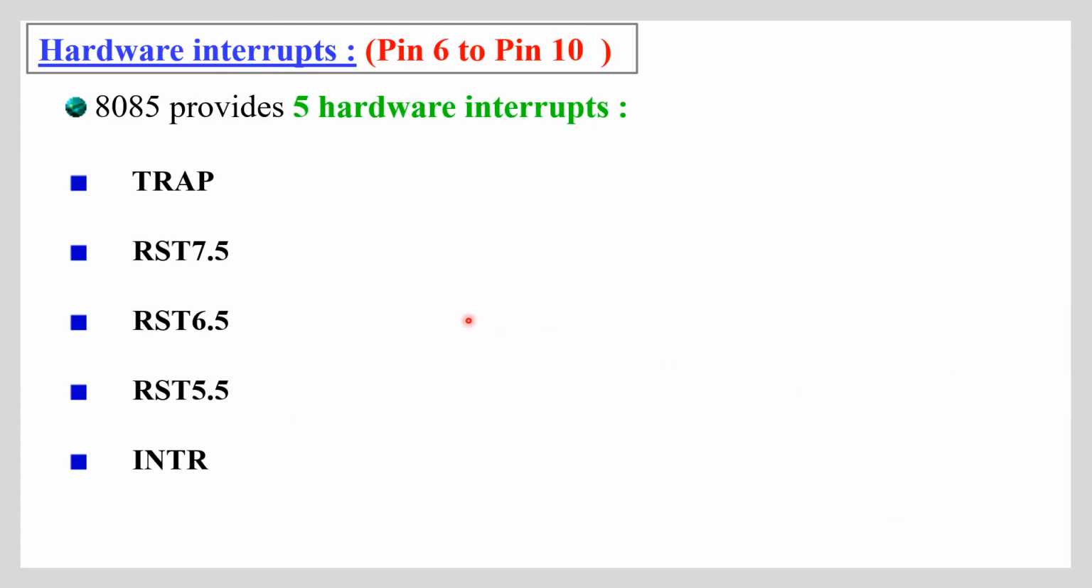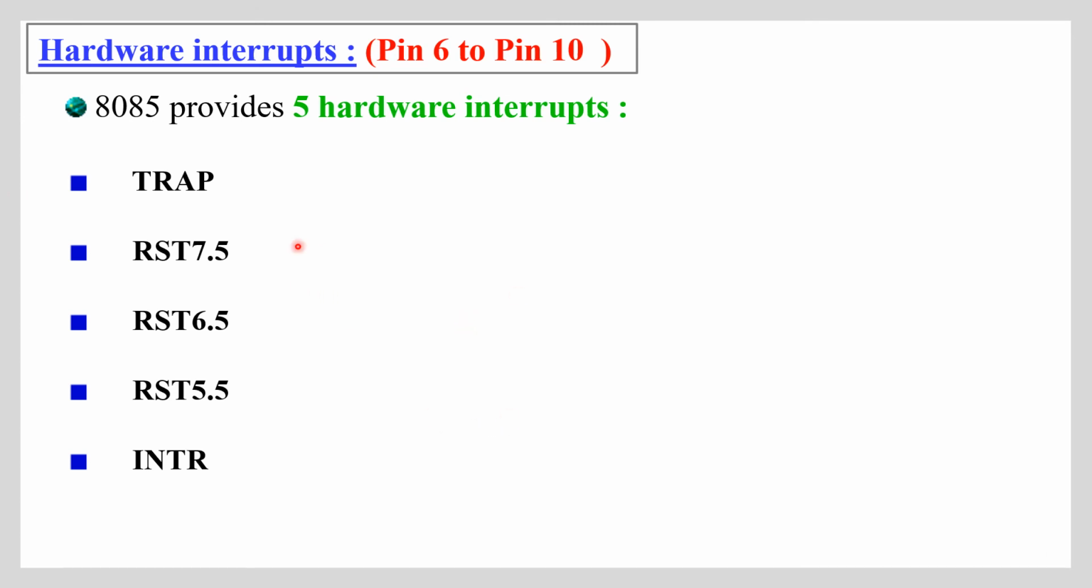Now the pins from 6 to 10. So we are done from 1 to 5: X1, X2, reset out, SOD, SID. Those 5 pins are over. Now the remaining, pin number 6 to 10.